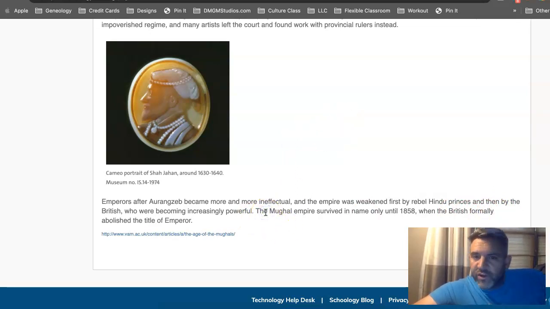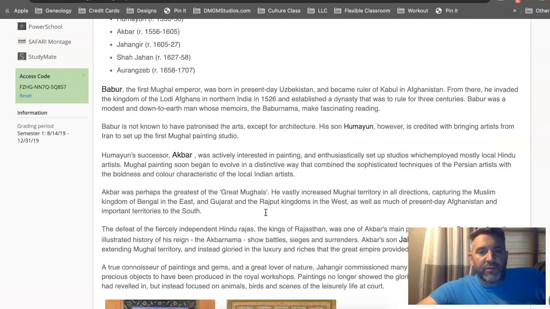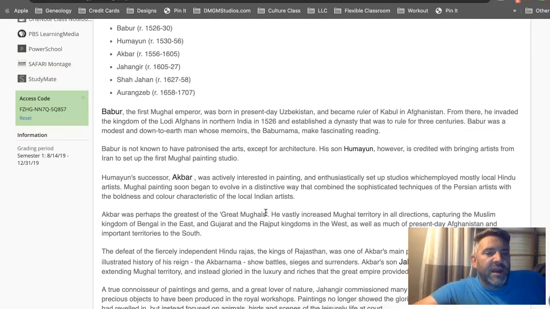So what I want you to do with this is read through this reading. It's right below this, and I want you to outline it. Basically, just find the major points, probably about each emperor, and this is going to go under Mughals. And we're going to move on to Rome tomorrow.